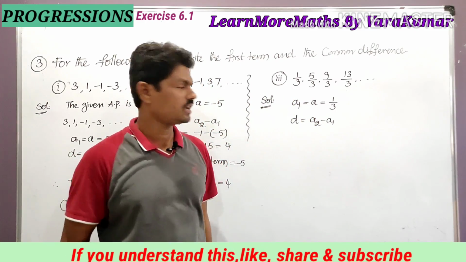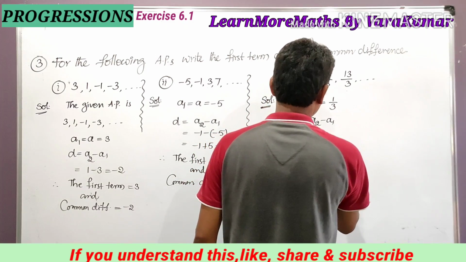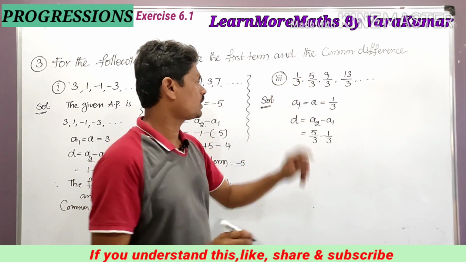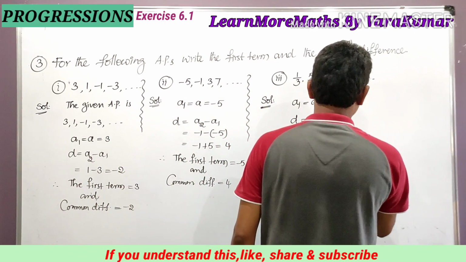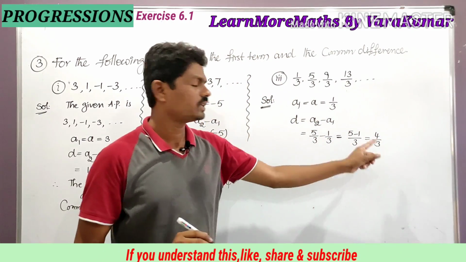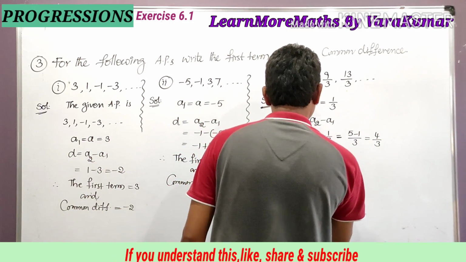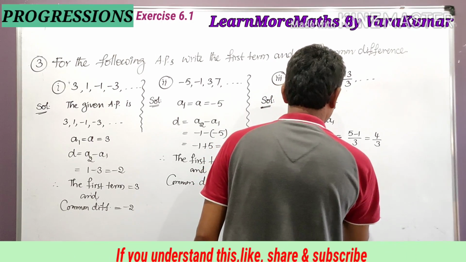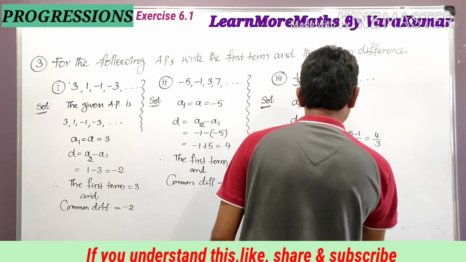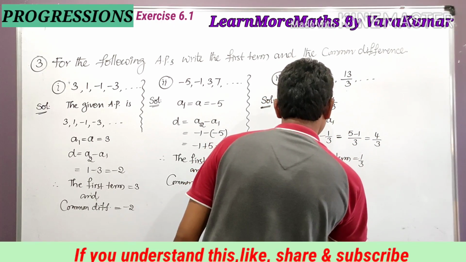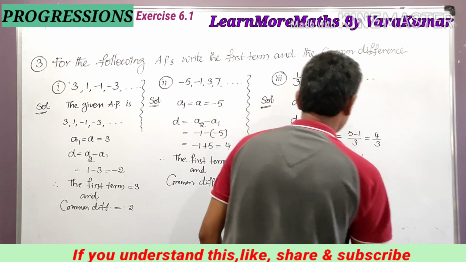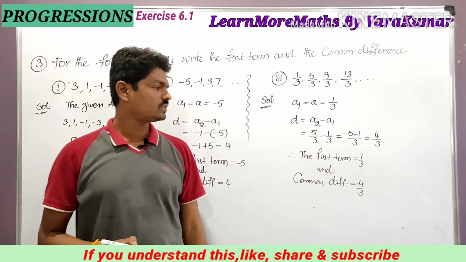Now I am finding A2 minus A1. So A2 is equal to 5 by 3 minus A1, which is 1 by 3. By finding LCM, we can get 5 minus 1 by 3, which is 4 by 3. Therefore, the first term is 1 by 3 and the common difference is 4 by 3.